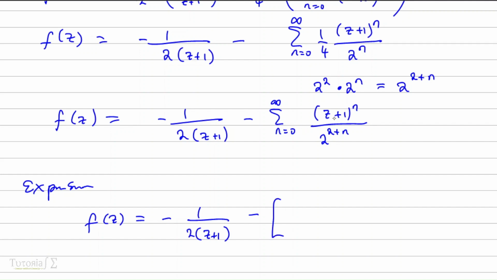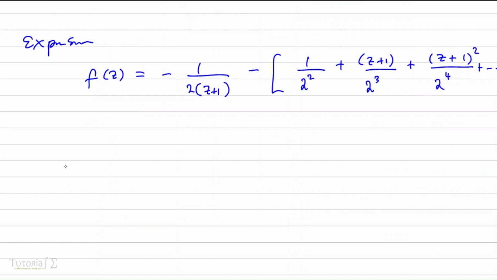when n is 0, this part will be z plus 1 to the power 0, which is 1. Then this part will just be 1 over 2 to the power 2. Okay, plus when n is 1, so this will just be z plus 1 to the power 1 over 2 to the power 3, like that, plus when n is 2, we're going to have z plus 1 to the power 2 all over 2 to the power 4, and so on and so forth.